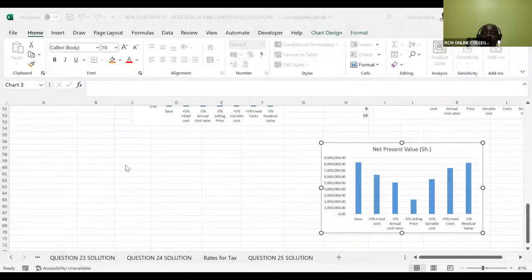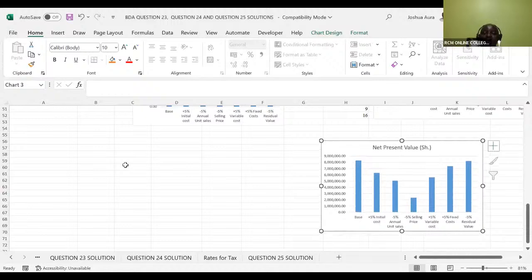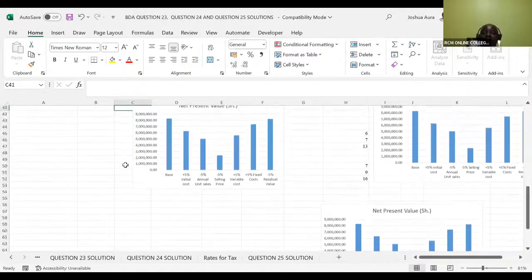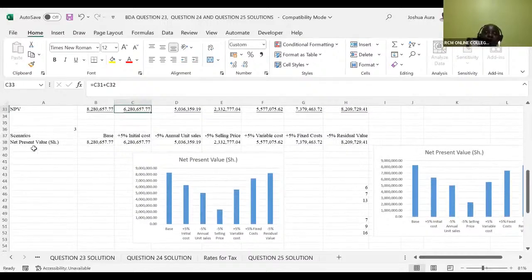You see what I did? You must come and prepare a summary. You prepare a summary of all those figures we have. So you see, we have here a scenario. We had the base NPV like that. We had 5% increase in initial capital. We had that figure. So you must prepare this summary.